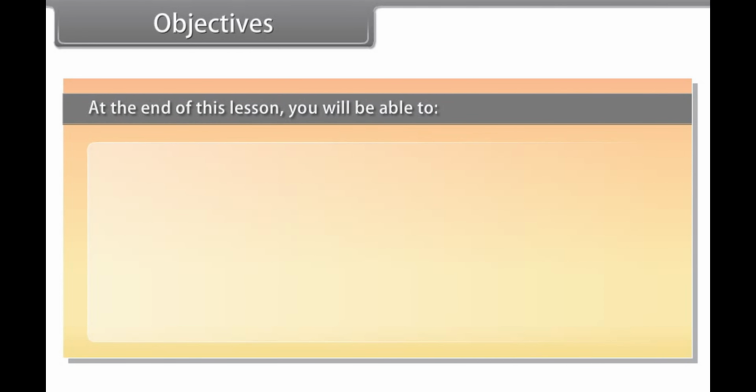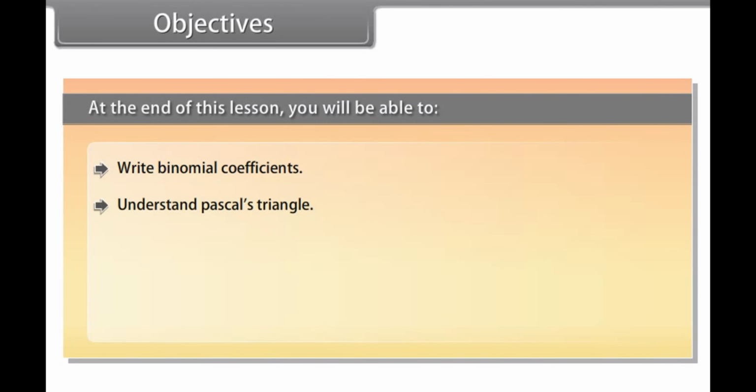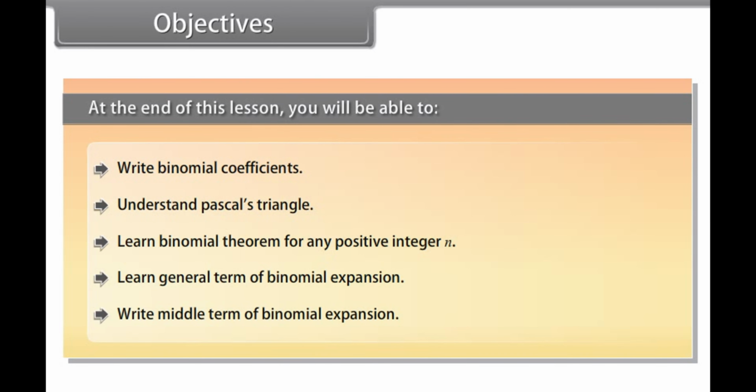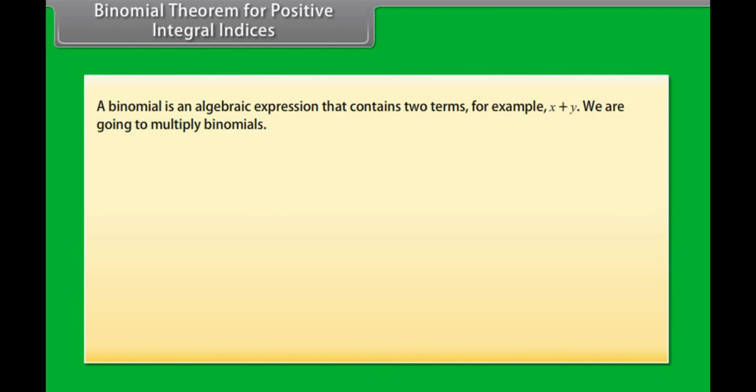Objectives. At the end of this lesson, you will be able to write binomial coefficients, understand Pascal's triangle, learn the binomial theorem for any positive integer n, learn the general term of binomial expansion, write the middle term of binomial expansion, and learn the binomial theorem for positive integral indices. A binomial is an algebraic expression that contains two terms.